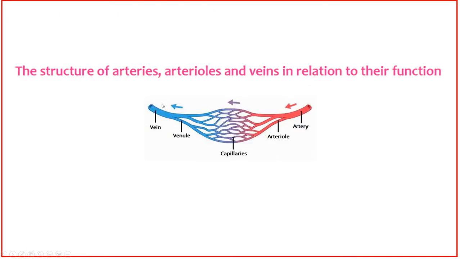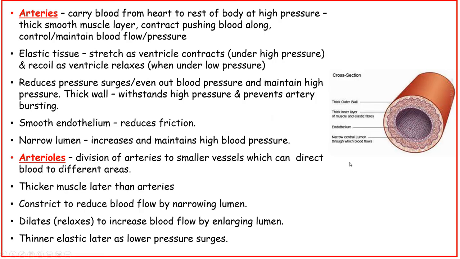The structure of arteries, arterioles and veins in relation to their function. So you can see that arteries are larger vessels. They branch into smaller arterioles, then into even smaller capillaries. They join back into venules and then back into one vein. Arteries carry blood from the heart to the rest of the body at high pressure.